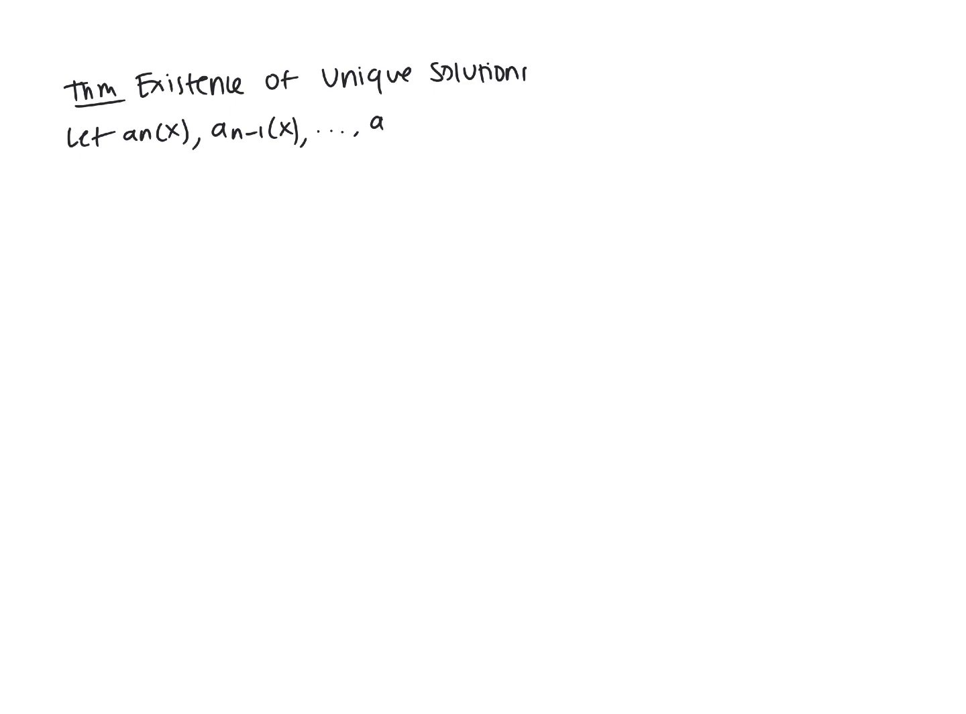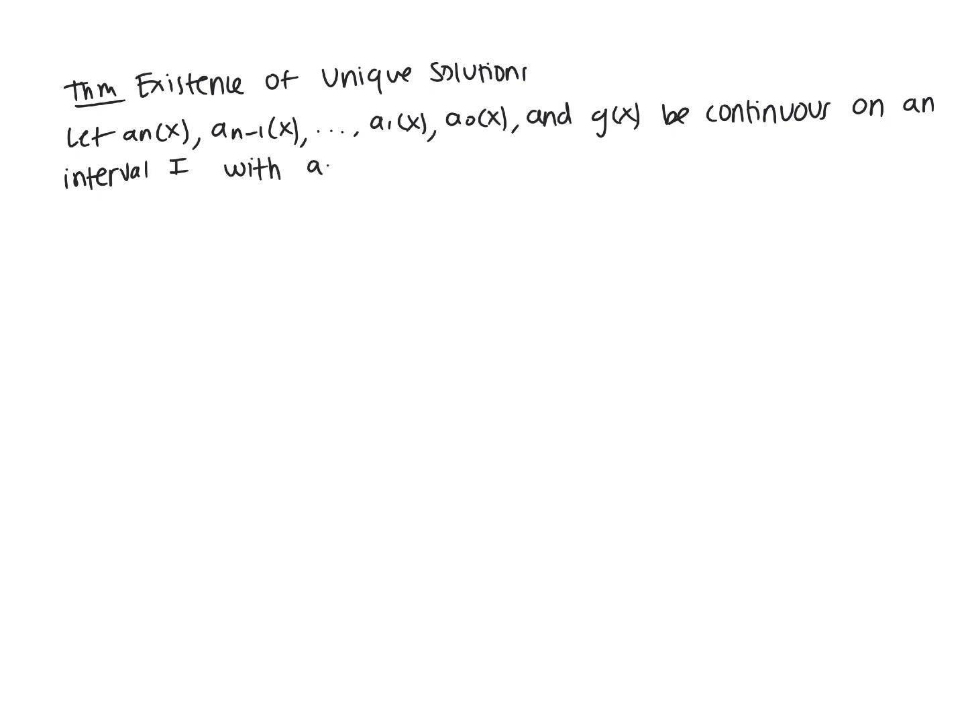Okay, so here is the first theorem we're going to talk about. This theorem discusses the existence of unique solutions. Okay, here's what the theorem says. Let a_n(x), a_{n-1}(x), all the way up to a_1(x), a_0(x), and g(x) all be continuous on an interval I, with a_n(x) not equal to 0 for all x that are in the interval. So that's what those last three symbols mean, for all x that's an element of that interval.